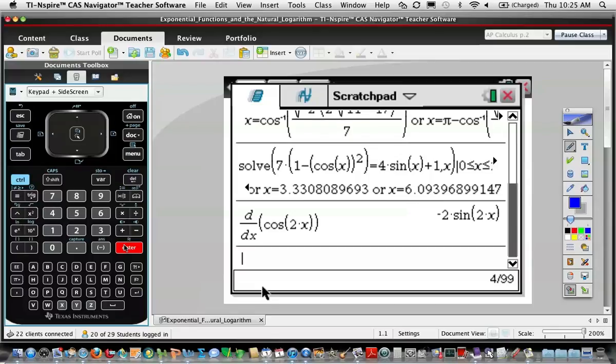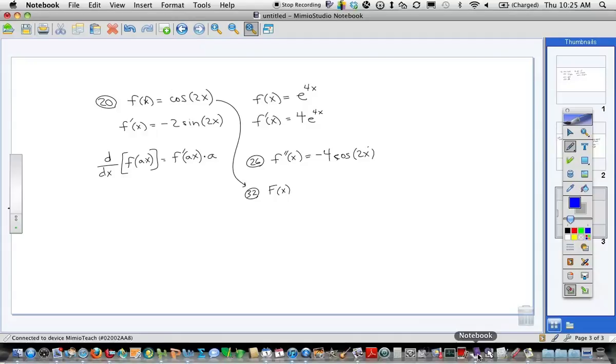Would that have been the one where you had to do the antiderivative? Okay, so now we're back to this one. Okay, so 32, so we're back to this one here. And we want the antiderivative of that. Well, what's the antiderivative of cosine?